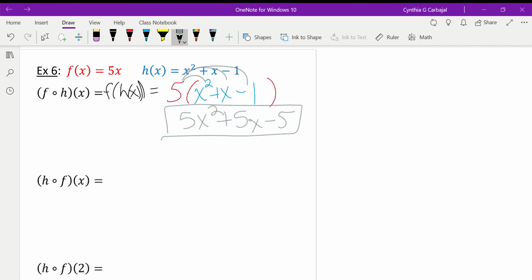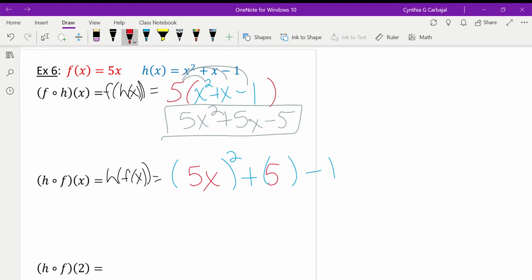Let's look at the next one. So same thing, but now we have h first. So h is going to be what we start with, then we substitute f of x inside h of x. So let's start with the h function. Careful though, the h function has two x's. We have x squared, then we have plus another x minus 1. So I have two parentheses, but the f function goes in both. So 5x and 5x. Okay, so 5x squared is going to be 5x times 5x.